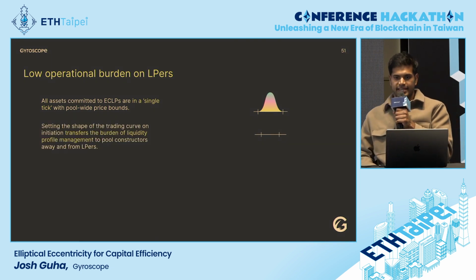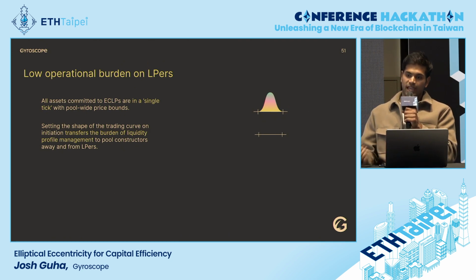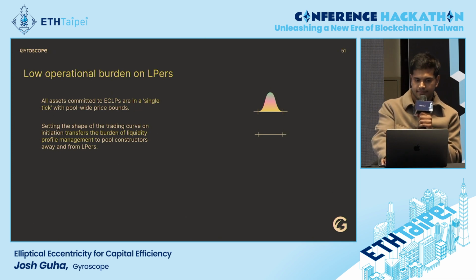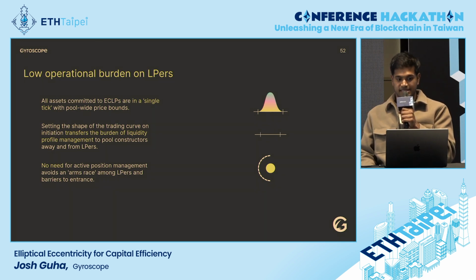Setting the shape of the trading curve on initiation transfers the burden of liquidity profile management to pool constructors and away from liquidity providers. In Uniswap v3, with extreme flexibility comes extreme responsibility, and thus liquidity providers are required to set their own liquidity profile by combining v3 positions.